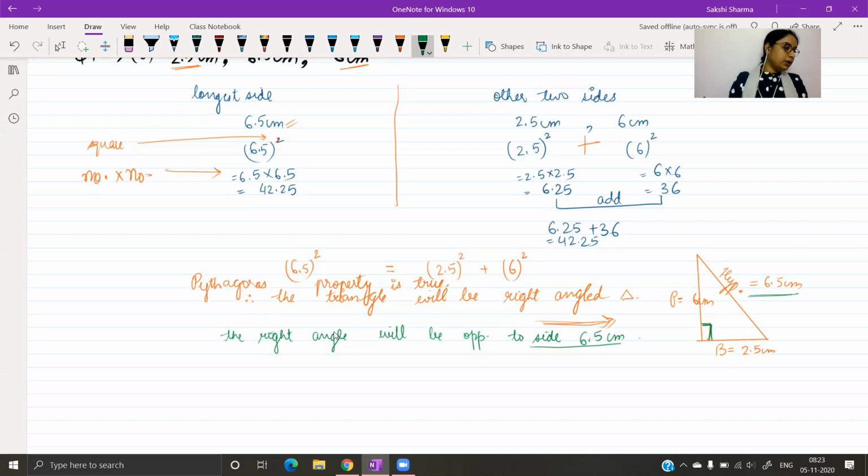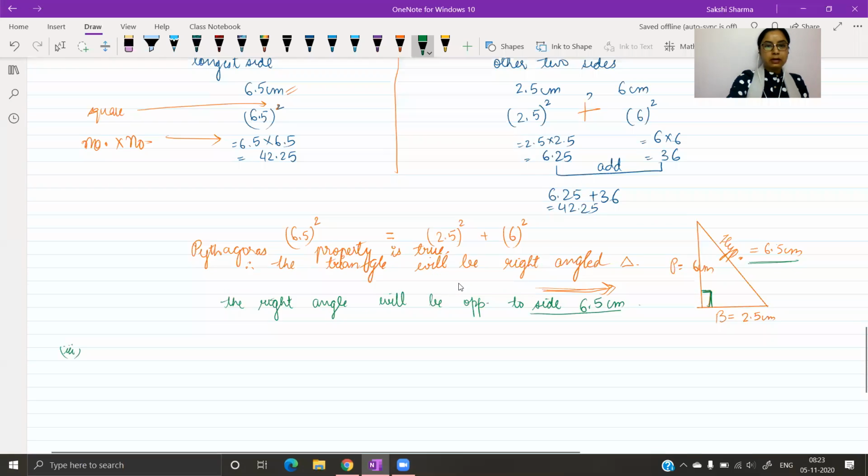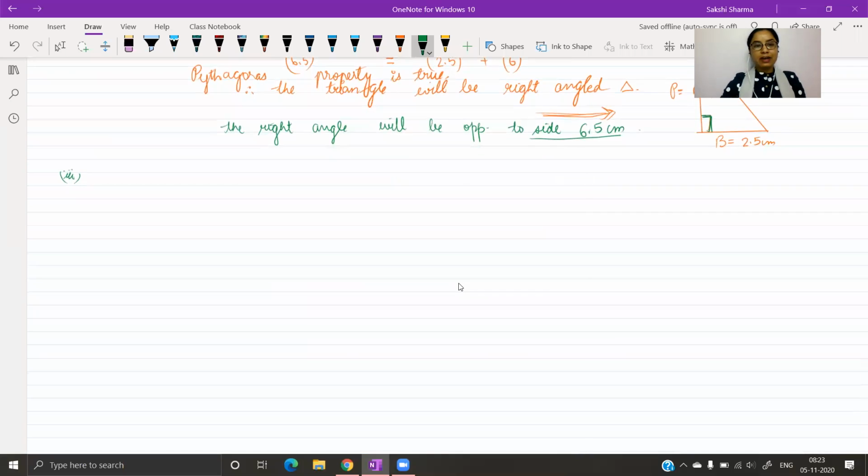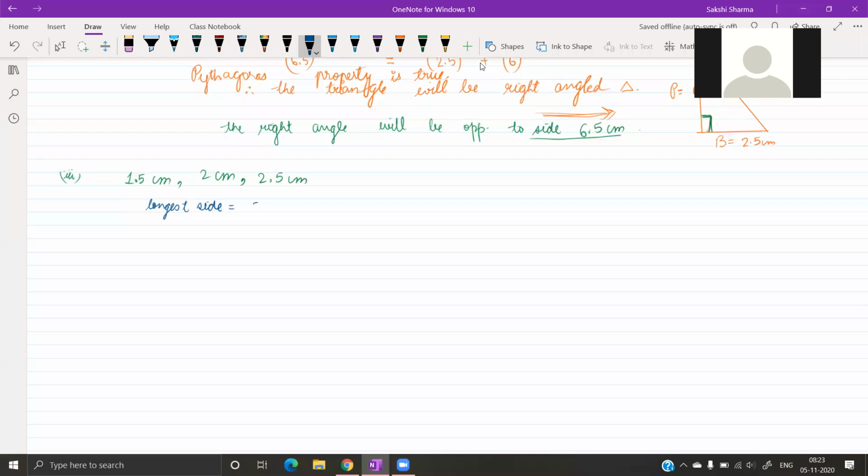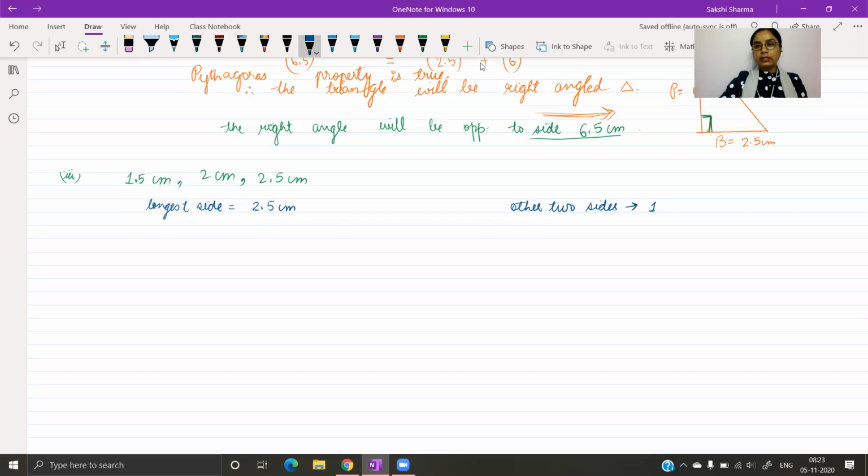We will do one more part and then I hope it makes sense to you. Let's take the third part. It has decimal values, so I'm taking that. The third part is 1.5 centimeters, 2 centimeters, and 2.5 centimeters. Take your longest side out of these three. It is 2.5 centimeters. Separate the other two sides: 1.5 centimeters and 2 centimeters.